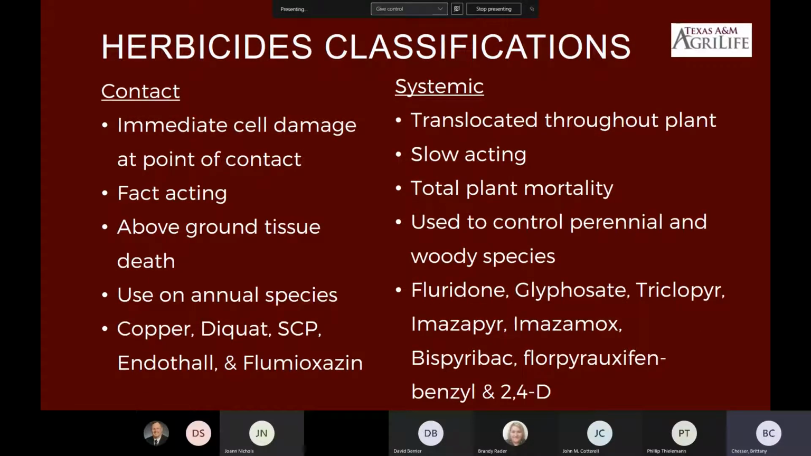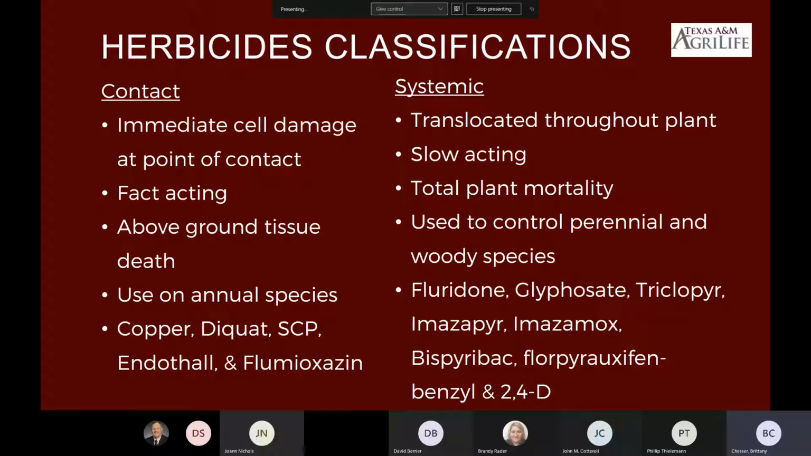So just covering the herbicide classifications before we go into identification. We have our contact herbicides. So these are immediate cell damage at the point of contact. They're very fast acting, but they only cause above ground tissue death. So typically we recommend using these on your annual species. And so you'll see throughout the rest of the presentation that I have copper and diquat listed a lot, and those are because those are going to be your more common low-cost contact herbicides.